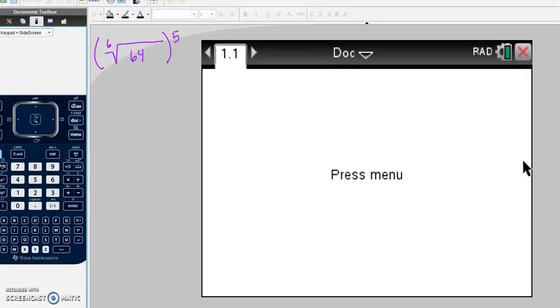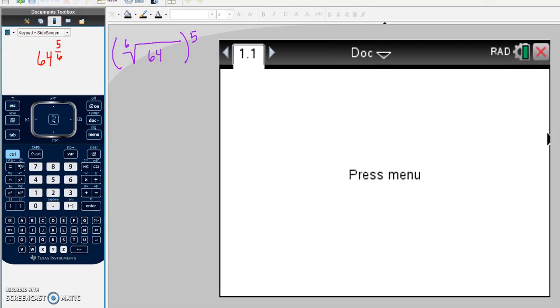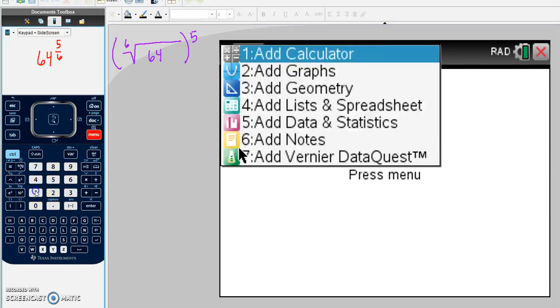Let me pull that up. And hang on, I wanted to write. So the problem originally was 64 to the 5 over 6 exponent, right? Okay. Let me move this over a little bit. There, so now we can see all the calculator. Okay, so let's see what we're going to do. I just need to type in, let's go to Scratchpad. Okay, I'm going to add a calculator.